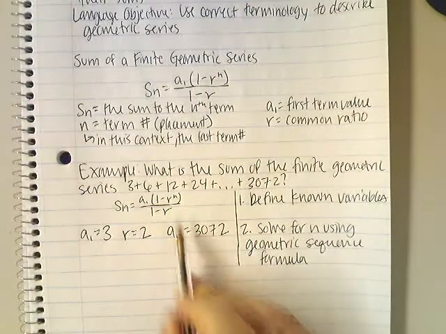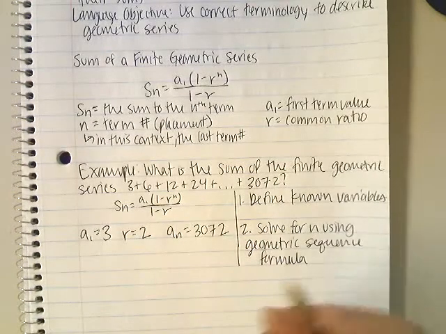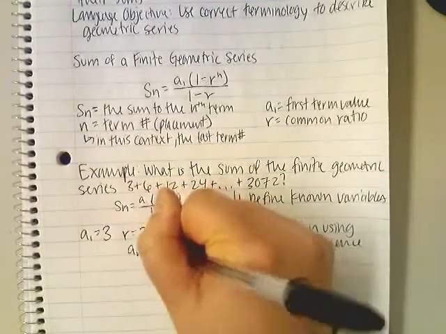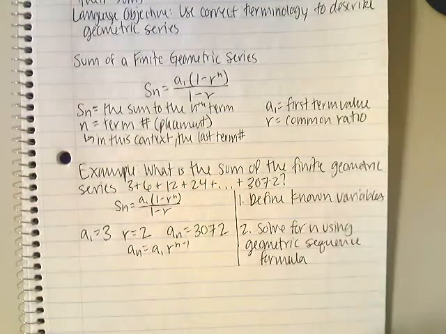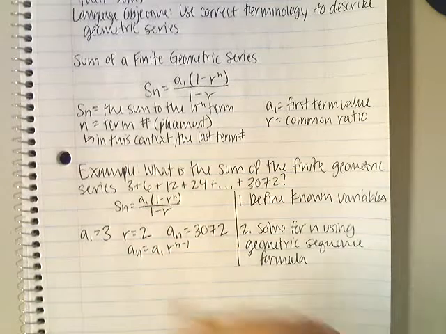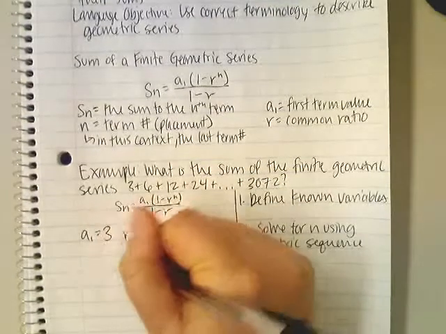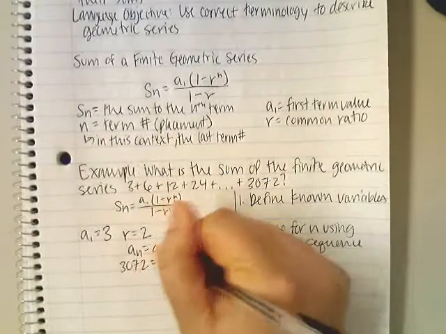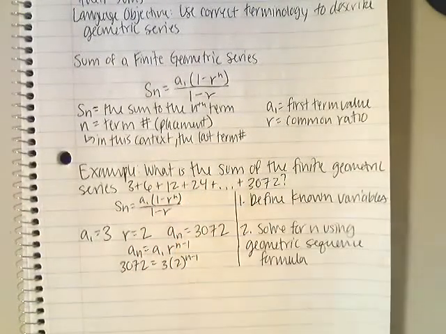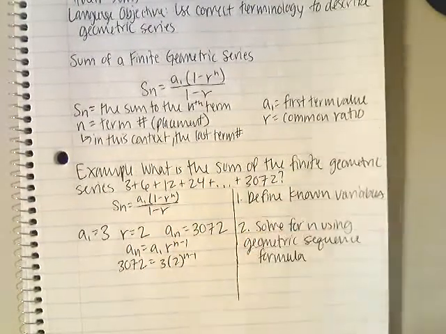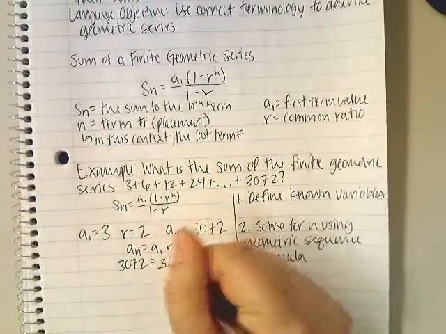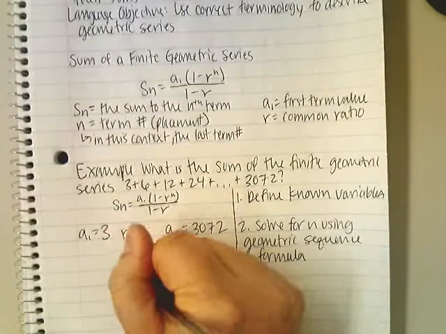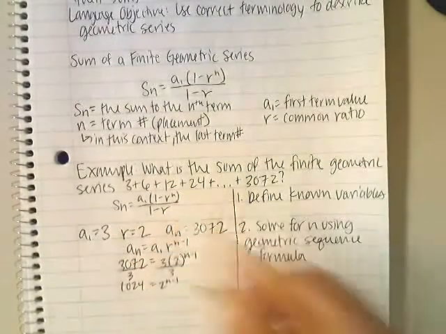Because I don't know n, and that's what I need for my series formula, I'm going to use my sequence formula, which if you've forgotten is an equals a1 times r to the power of n minus 1, to solve for n. So I'm going to plug in my nth term value, my a1 value, my r value, and then solve for n. I'm going to start by dividing by 3. And I get 1024 is equal to 2 to the power of n minus 1.